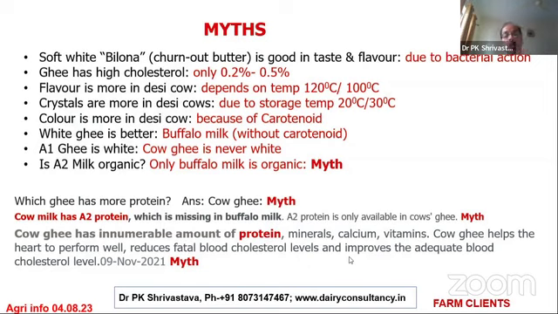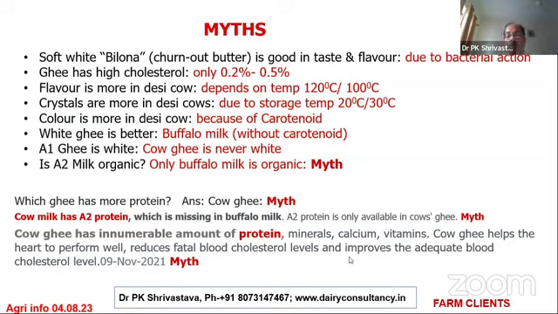Which ghee has more protein? Answer: cow ghee. It's the myth. Cow milk has A2 protein, which is missing in buffalo milk. Look at it, buffalo is 100% A2. So that is missing in his statement. A2 protein is only available in cow ghee. It's all myth in the market. Cow ghee has an innumerable amount of protein, mineral, calcium.